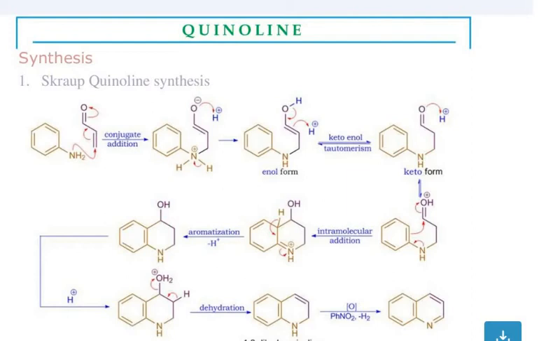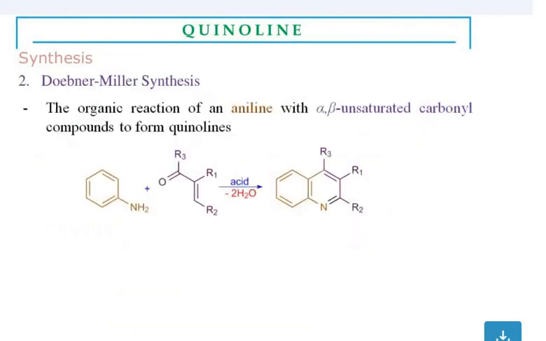So take a copy and pencil and write down this Skraup quinoline synthesis mechanism 2 and 3 times. Then it will stay in your memory. Otherwise you will lose it.